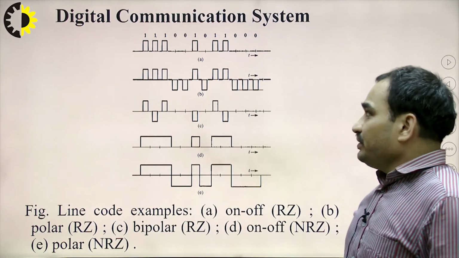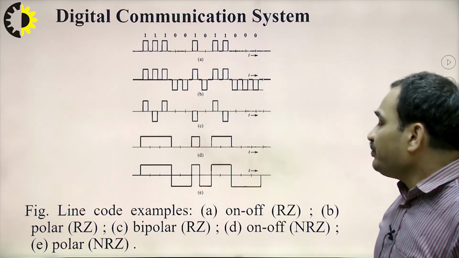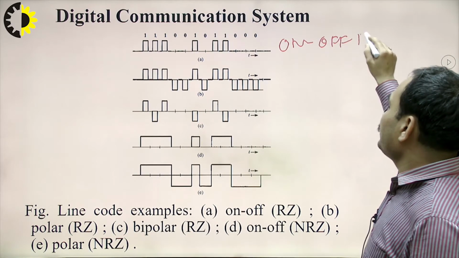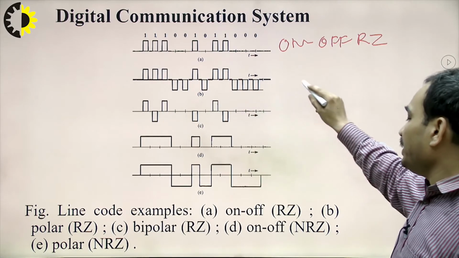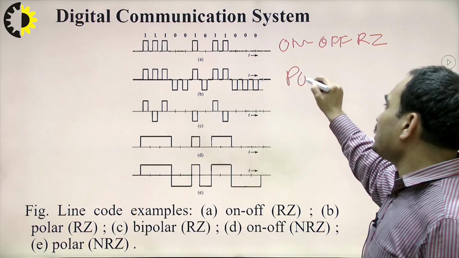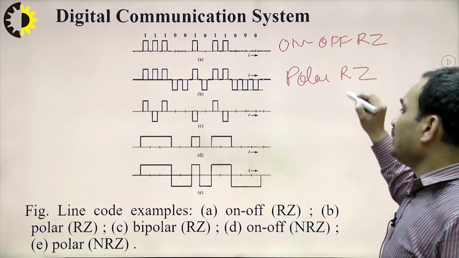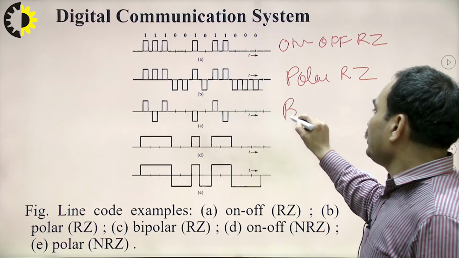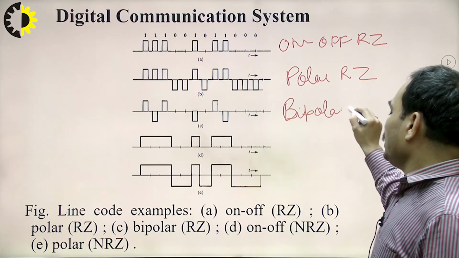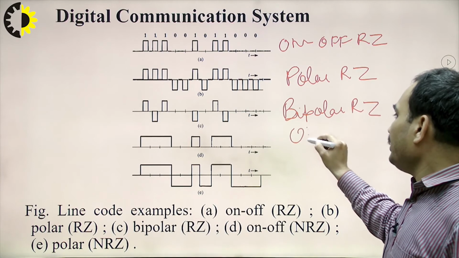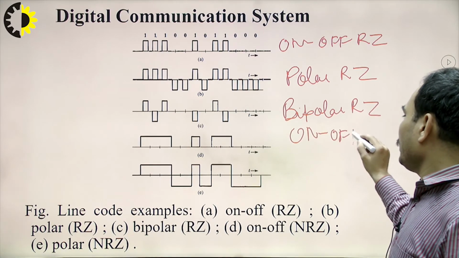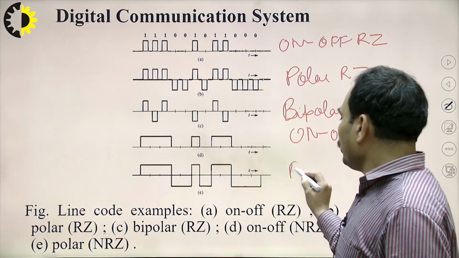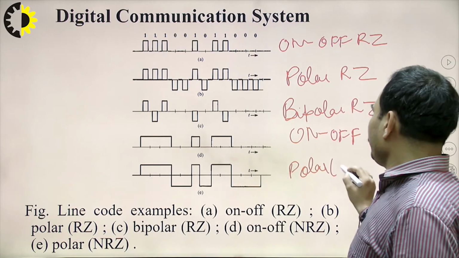Now the line coding which we are talking about has different types. This is known as on-off RZ. This one is known as polar RZ. Then we have bipolar RZ. Then we have on-off NRZ, and the last one is polar NRZ.